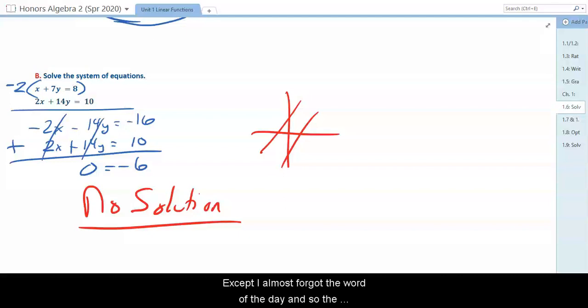Except I almost forgot the word of the day. And so the word of the day today is consistent.